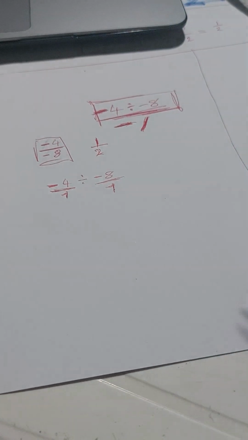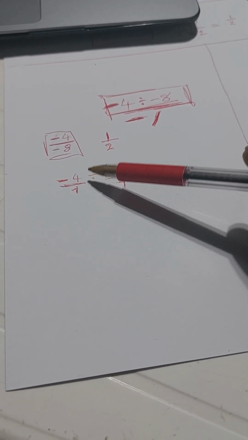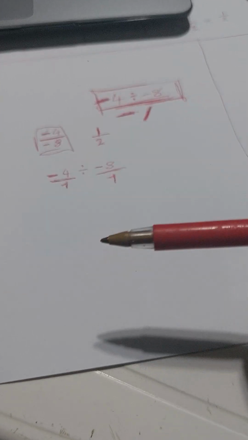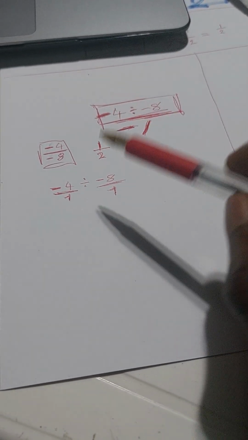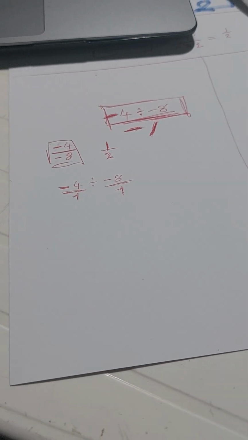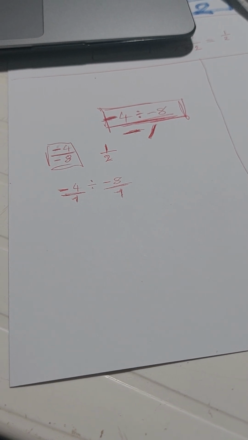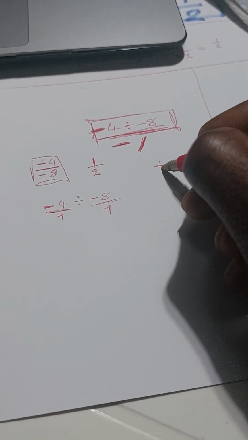So if you want to understand why this thing will be cancelled, here you will see. In this situation, remember that the division sign has its twin brother, the multiplication sign. These 2 things are brothers.